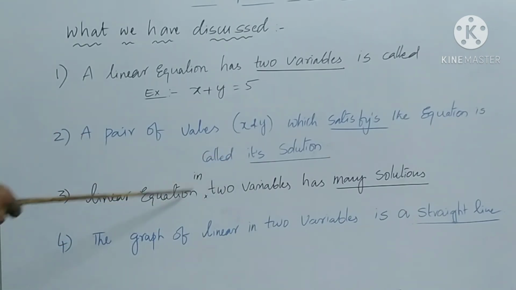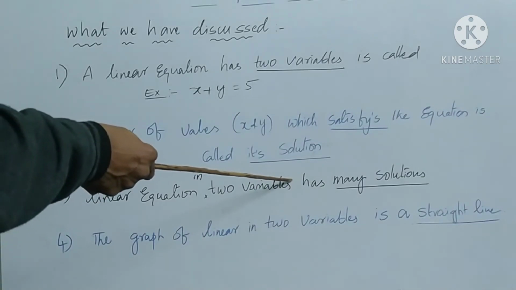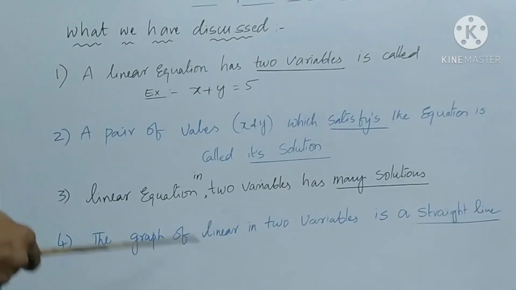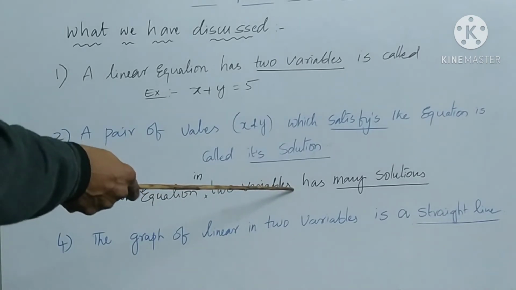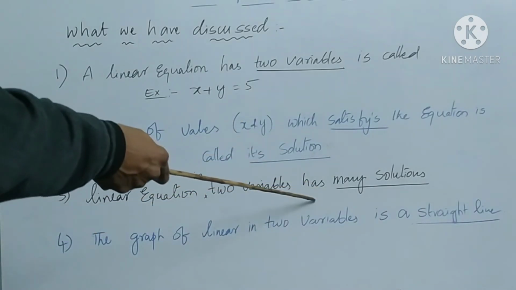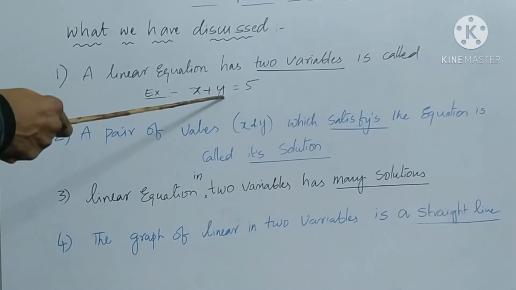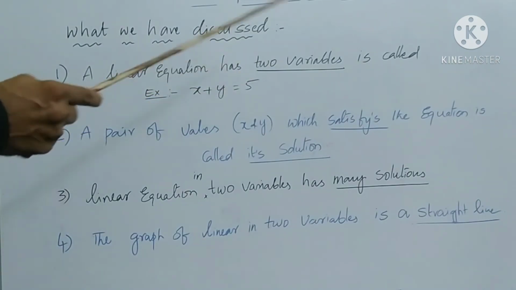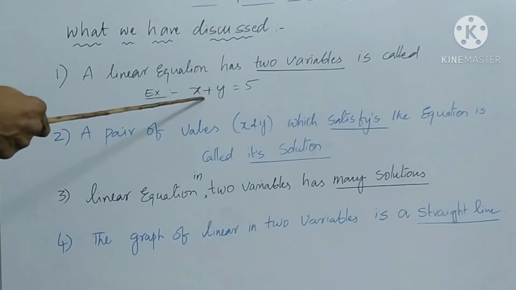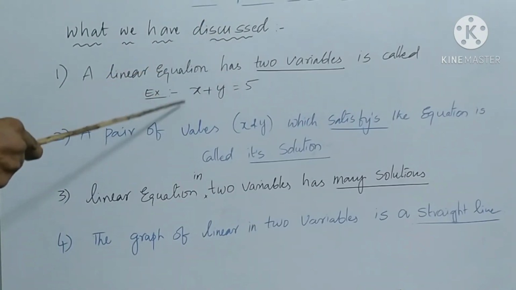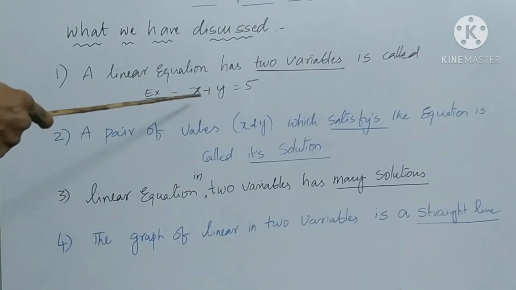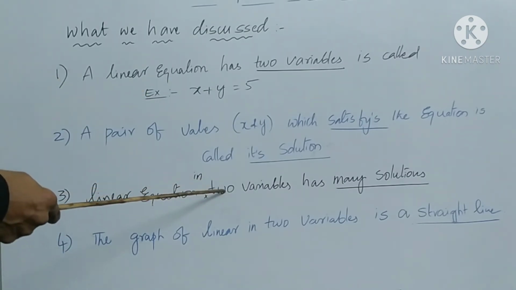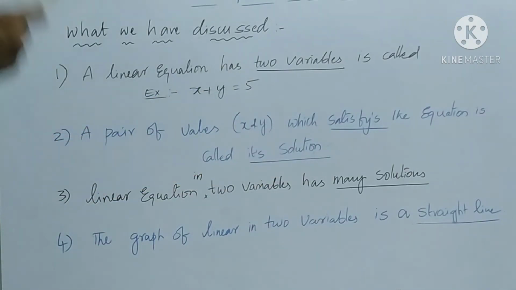Third point, a linear equation in two variables has many solutions. This is a very important point. Many solutions means here (1, 4) is a solution, (2, 3) is a solution, (-1, 6) is a solution, (6, -1) is a solution, (0, 5) is a solution, (7, -2) is also a solution. So a linear equation in two variables has an infinite number of solutions.